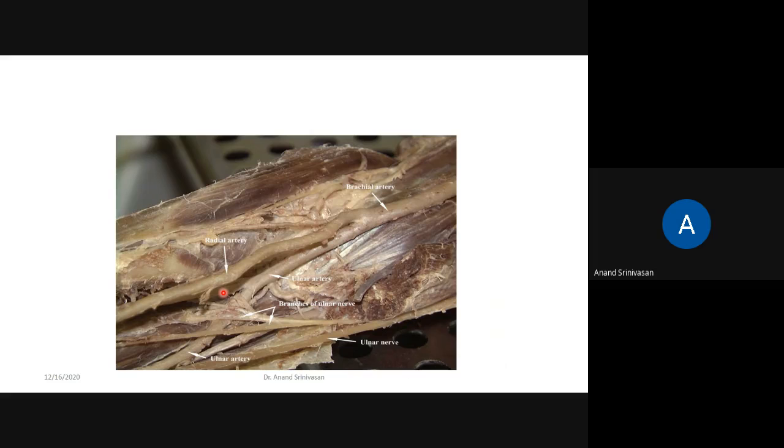All this will be shown in your dissection class. When you come for the dissection, you need to look for all these features: the brachial artery, radial and ulnar artery, the common interosseous artery, as well as the boundaries of the cubital fossa. Pronator teres, brachioradialis, the floor formed by the biceps, the bicipital aponeurosis. Those things you need to look for during your dissections.